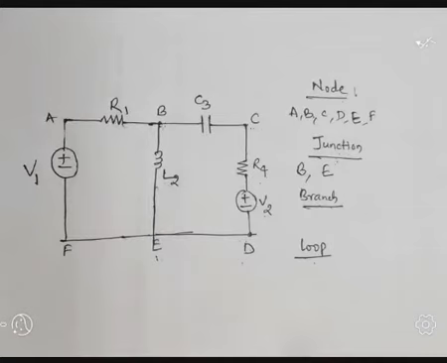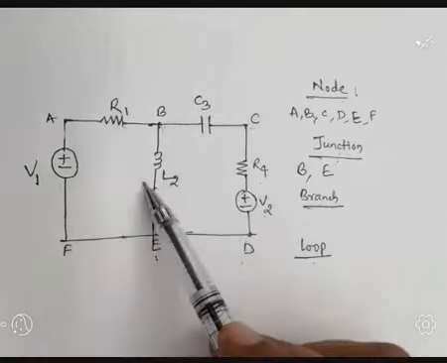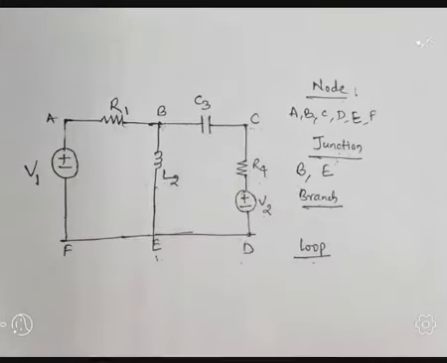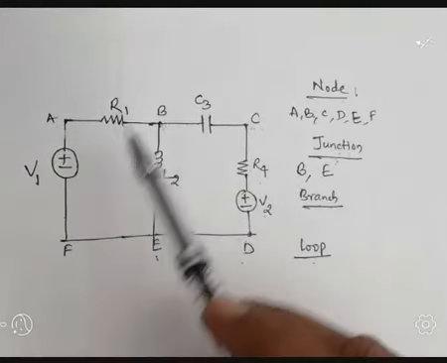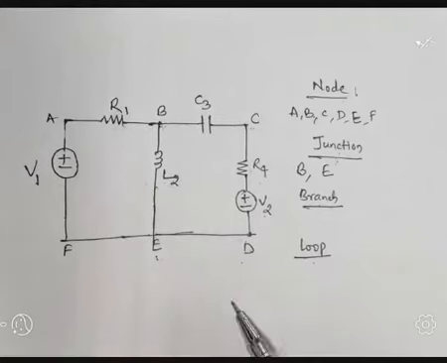Loop. What is meant by loop? Loop is a set of branches forming a closed path in a network, that is called a loop. Loop means what? It is the set of branches. Total how many branches are there? 1, 2, 3, 4, 5, 6, 7. 7 branches are there in this network. It is a set of branches forming a closed path, that is called a loop.